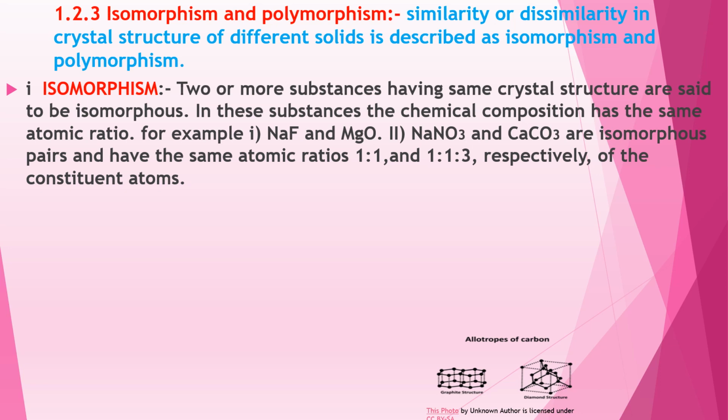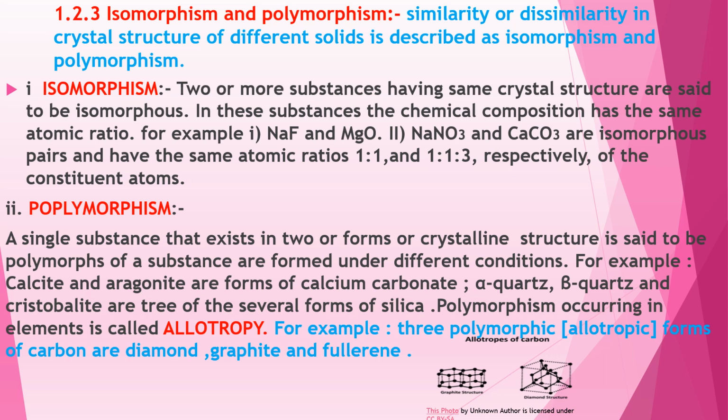In simple words, isomorphous means two or more substances having the same crystal structure. For example, NaF and MgO, that is 1:1 atomic ratio. Next one is polymorphism. In polymorphism, we have to simply study the following.